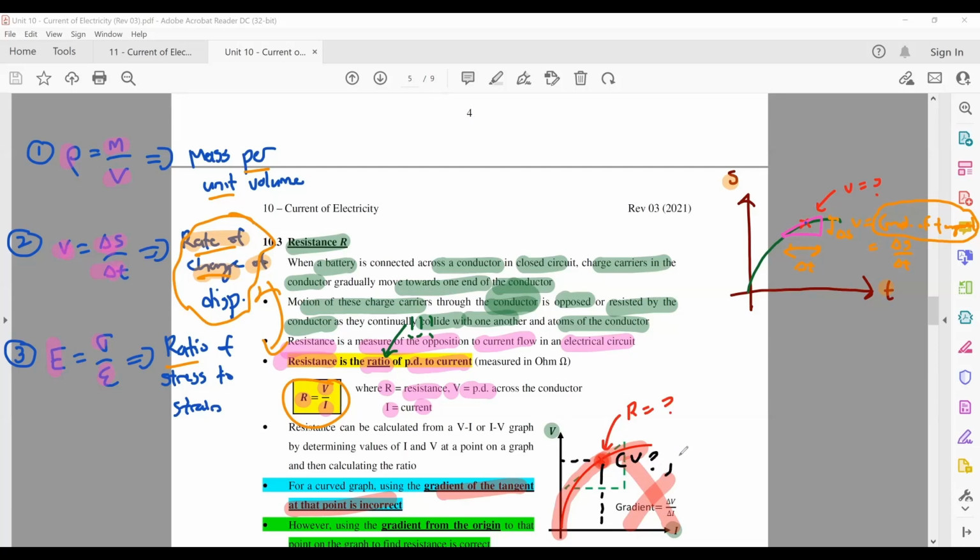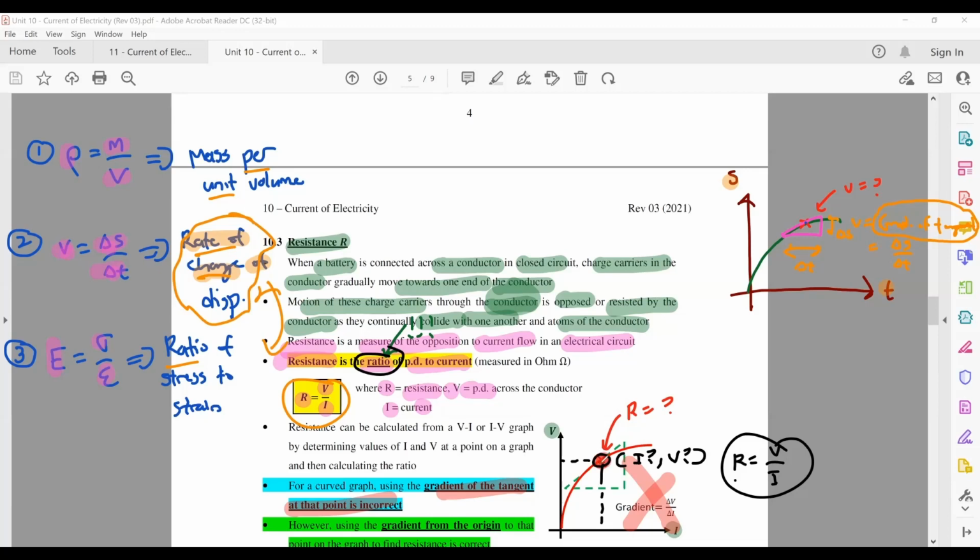You will need to find out what's the value of I. Sorry, I write it in proper coordinate form for you. You need to find out specifically what is the value of I, what is the value of V, and then find the ratio between those two values. Okay, that is what this one is trying to tell you.